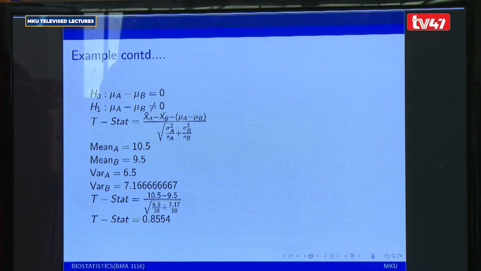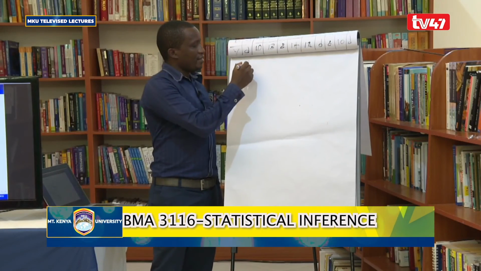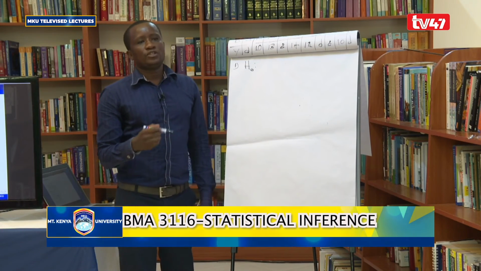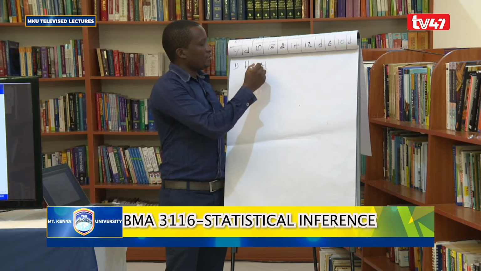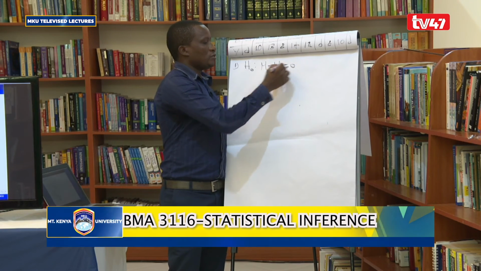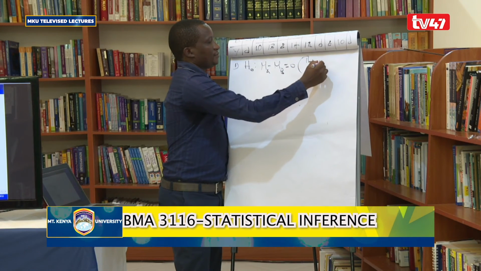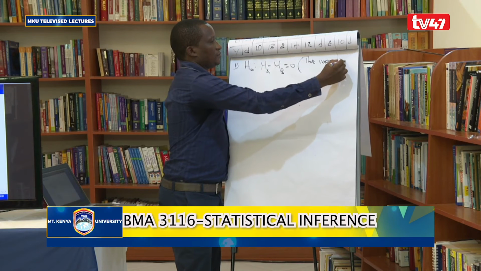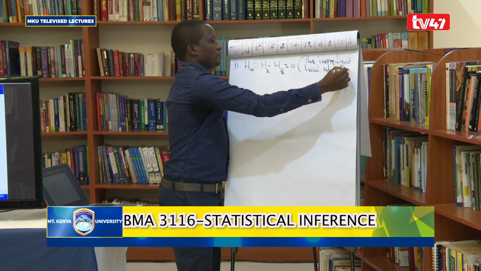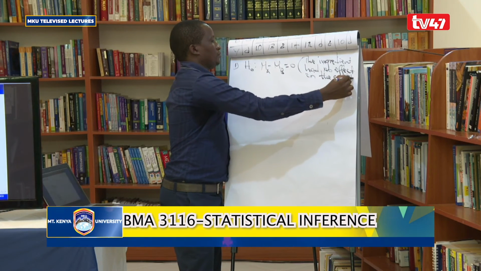So again, step 1, we need to state the hypotheses by first stating the null hypothesis. And in this one, we are checking whether the two means are equal. So we want to check whether mu A minus mu B is equal to 0. This means the ingredient had no effect on the quality of medicine.